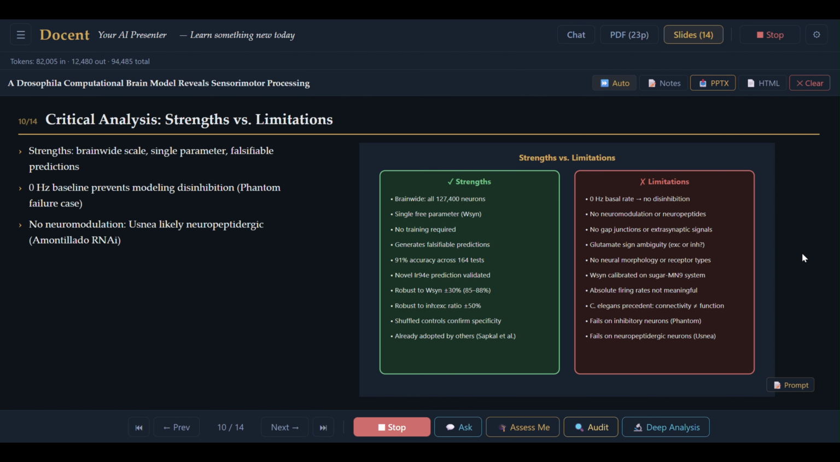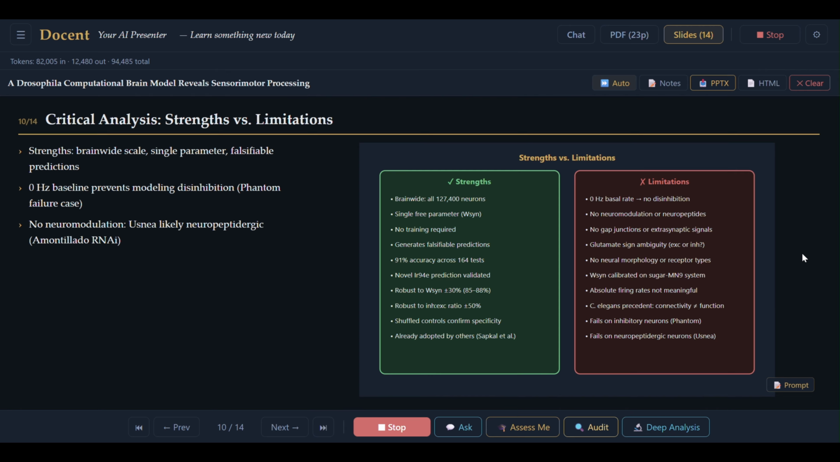On the limitation side, the 0 Hz baseline is perhaps the most consequential. Disinhibition, where silencing an inhibitory neuron releases a downstream neuron from tonic inhibition, is a fundamental neural computation that this model cannot capture by design.